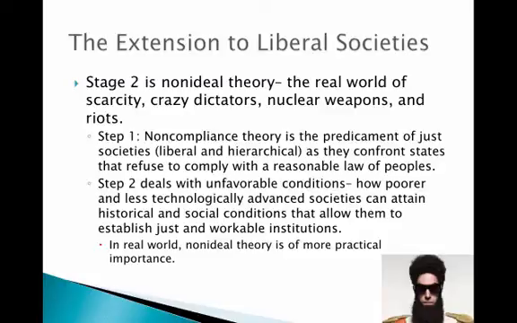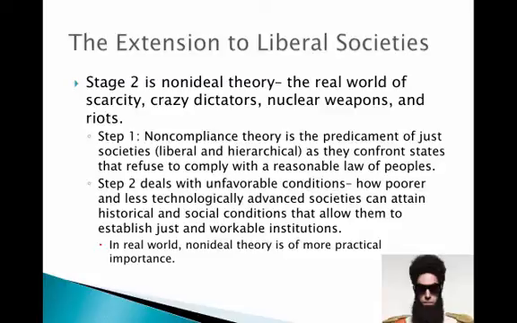So stage 2 is non-ideal theory. This is the real crazy world we live in, with dictators, scarcity, nuclear weapons, and riots. And it's also a 2-step process. Step 1 deals with non-compliance. Non-compliance theory is the predicament of just societies, liberal and hierarchical, as they have to deal with and confront states that don't comply with the reasonable law of peoples, that refuse to cooperate.